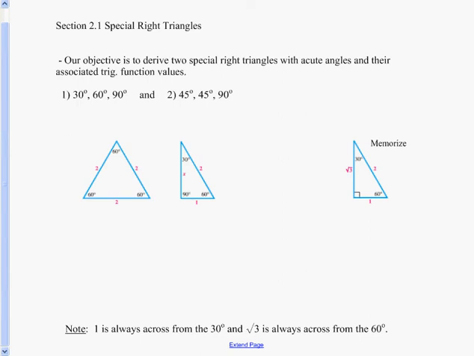Continuing on with section 2.1, we're going to look at two special right triangles that everybody should know before this course is over. They're going to be critical in what we do next. So hang in there and keep in touch with these. Our objective is to derive those two triangles, and then you just need to know how to work with them. The first one is the 30, 60, 90.